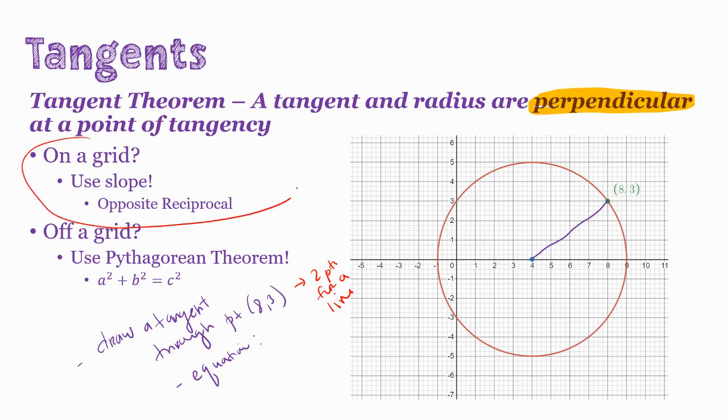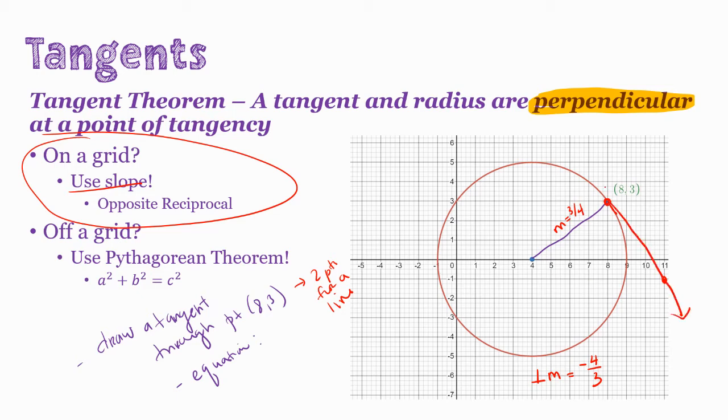So, well, we're on a grid. So I'm in this land. So I need to use slope. So let's see. It's going to be perpendicular to the radius. Let's find the slope of the radius. 1, 2, 3. 1, 2, 3, 4. Right? So the slope of this is 3/4. Well, the perpendicular slope to that, opposite reciprocal, is going to be -4/3. So I already have 1 point. Well, let's use this point to find another point. Let's go down 4. 1, 2, 3, 4, and right 3. 1, 2, 3. I have 1 point. I have 2 points. I've got my line.